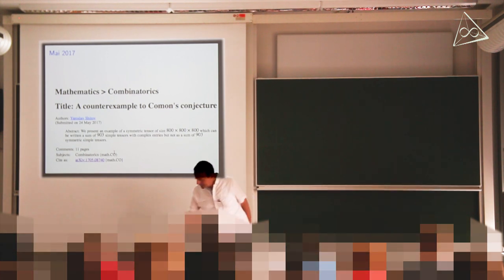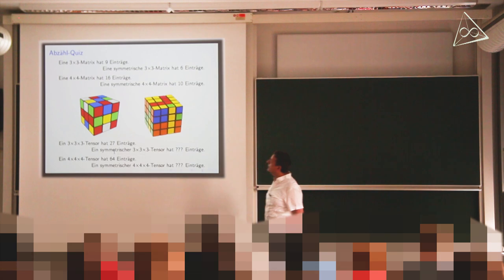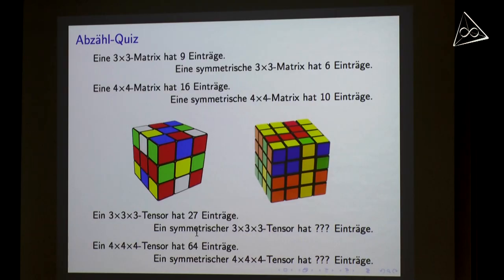But let's step back and understand a little bit. Let me give you a quiz. So I have such a large group, so let me ask you a little quiz. A 3x3 matrix a priori has 9 distinct entries, but a symmetric 3x3 matrix has only 6 distinct entries. Likewise, a 4x4 matrix has 16 entries, but if it's symmetric, there are only 10 distinct entries. So let's practice how to do this for tensors.